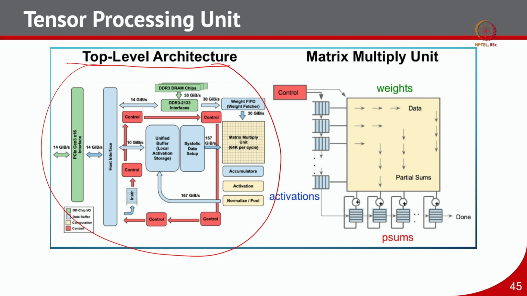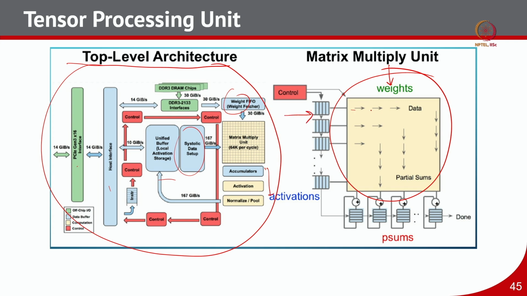Okay, again, tensor processing unit is nothing but matrix multiplication followed by accumulation. That's the essence of the tensor processing unit, right? So it has multiple things, like an interface of PCIe, a host interface, then a unified buffer, then some setup for systolic data, a weight FIFO, accumulators, everything is there. But the main unit is this matrix multiply unit, where the weights are coming from this side and the data is coming from this side.